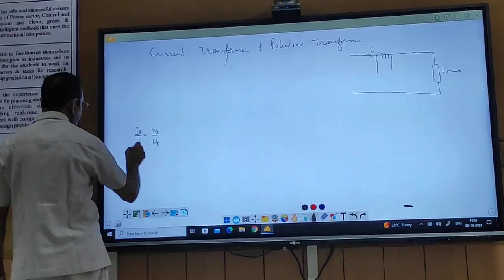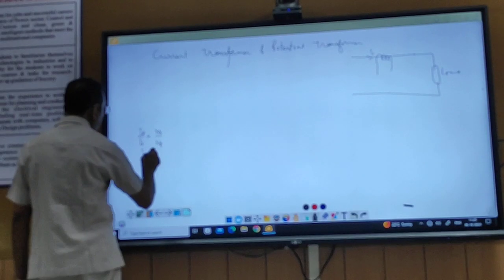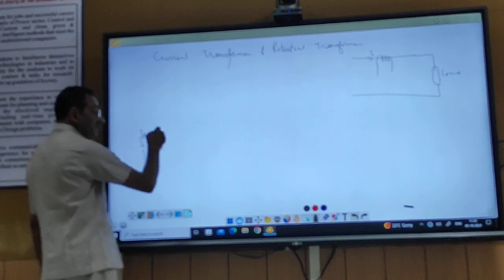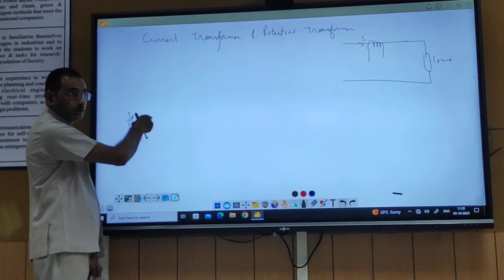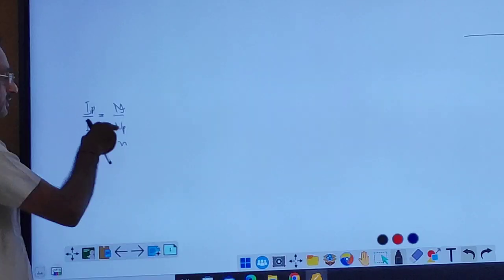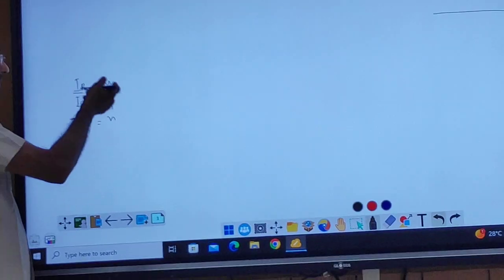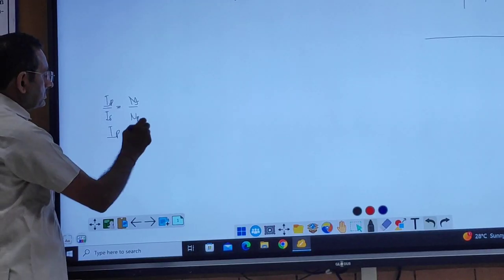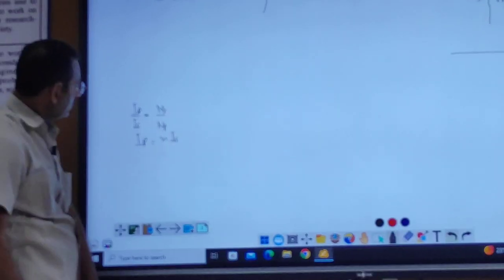So you can say IP will be equal to NS, which is very high. Say for example NP is equal to 1, so it will be only NS, or you can say this is N. NP by NS is equal to, if it is 1, then okay. If it is 2, then accordingly. So IP equals N into IS. What is the meaning of this?